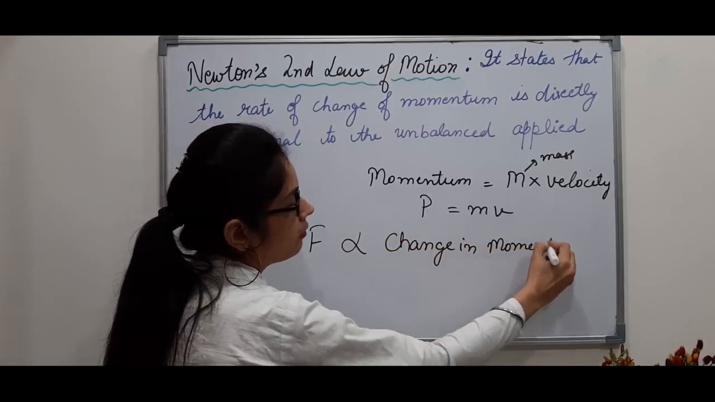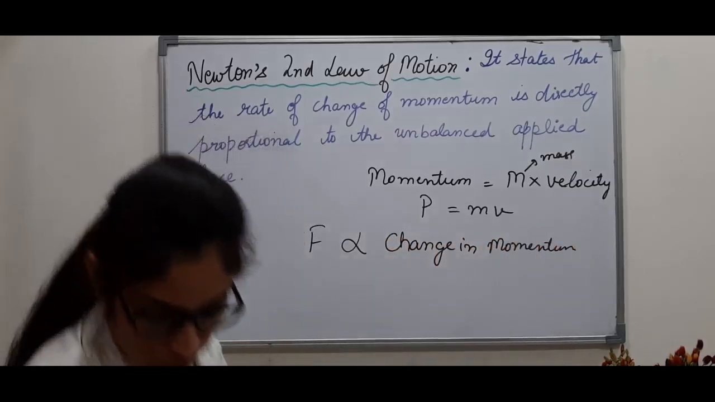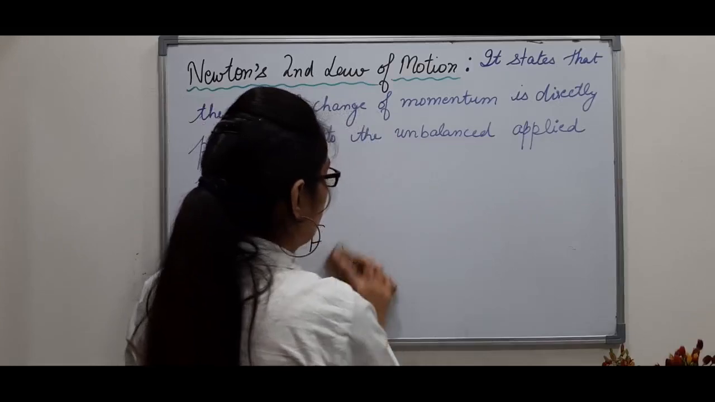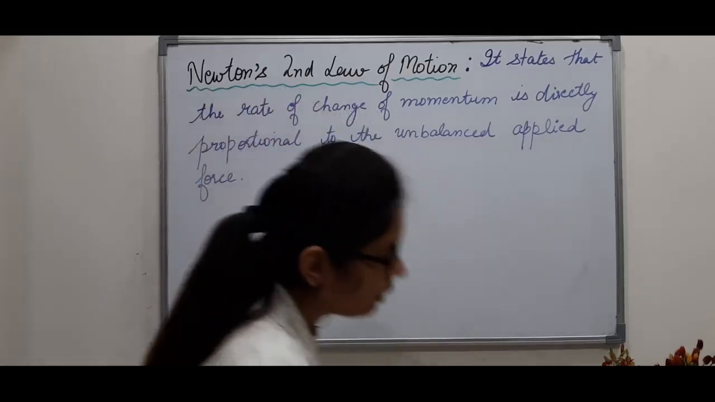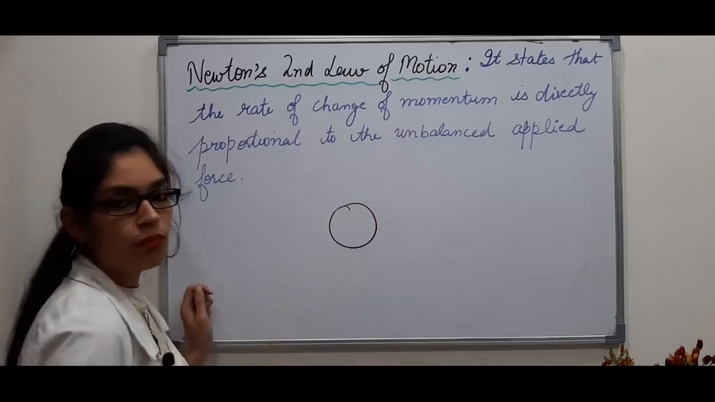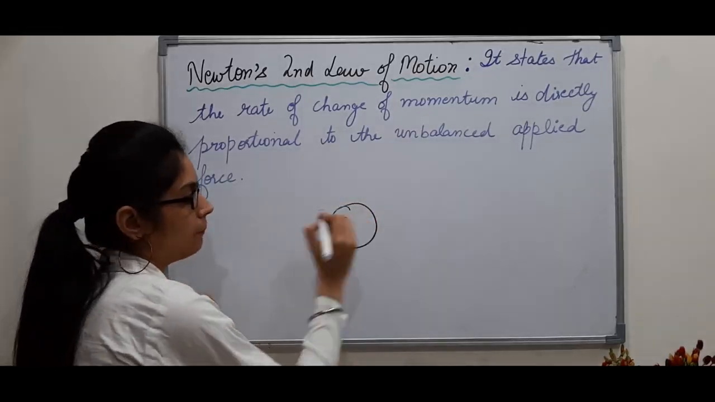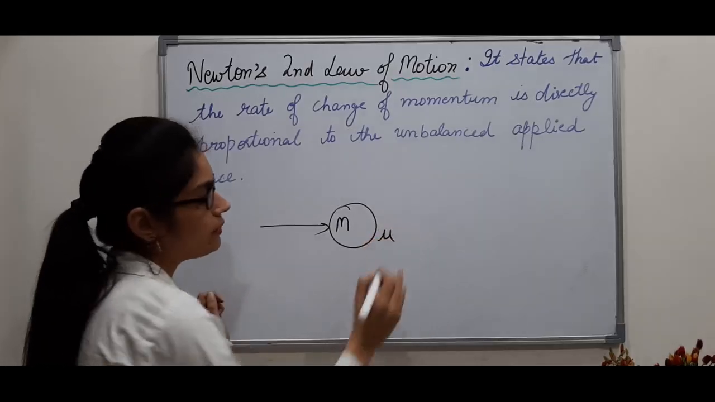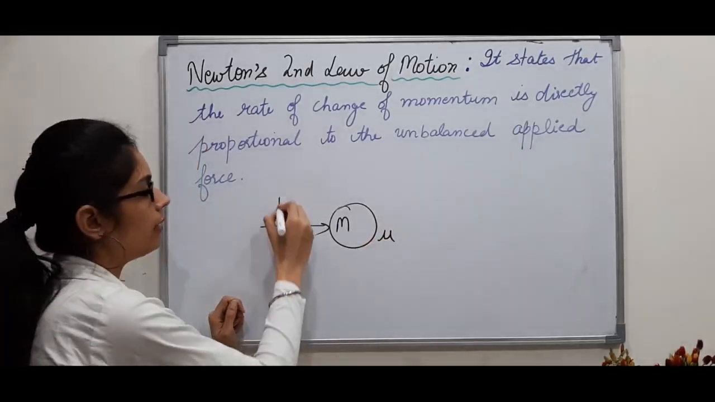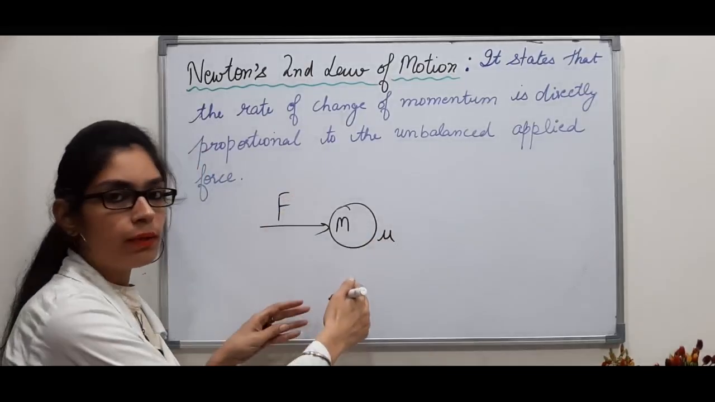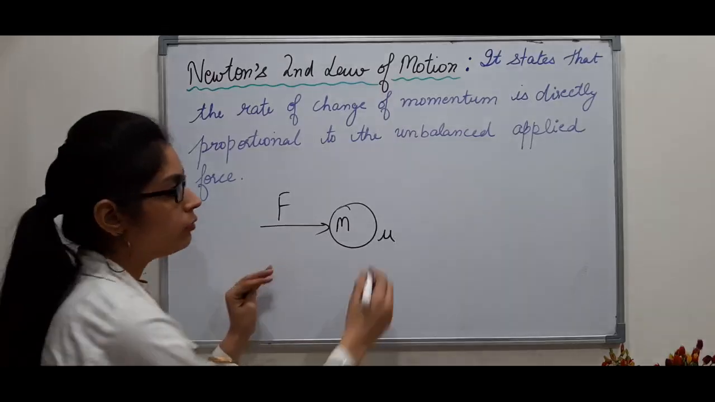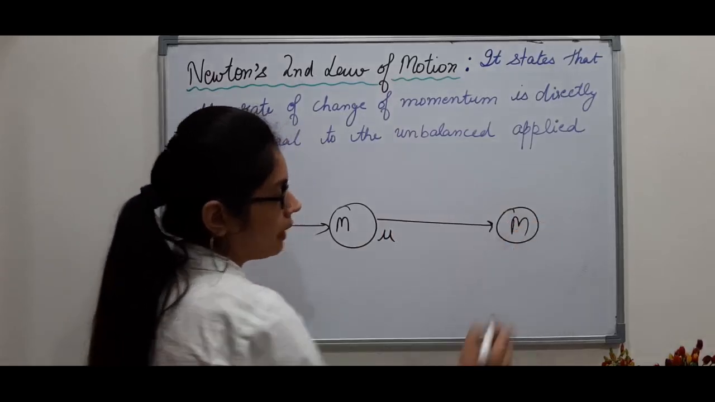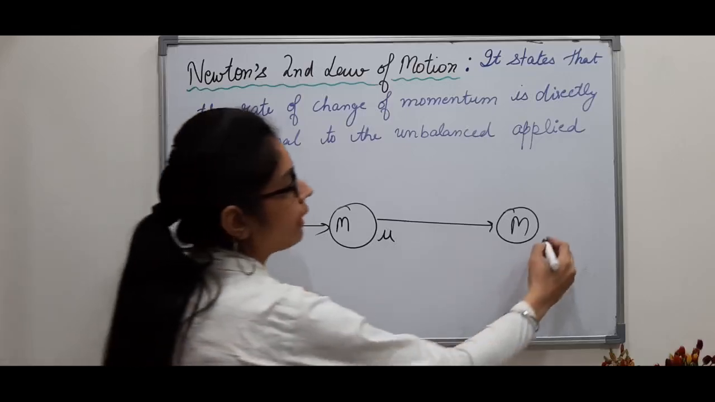So what is that? We'll understand now. If we have any object of mass m and it is already moving with initial velocity u, and you applied force. It was already moving with velocity u, you applied force to move it till here, its mass is m, and it will acquire final velocity v.